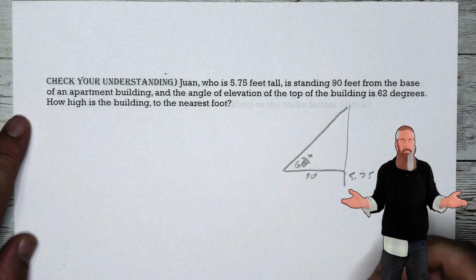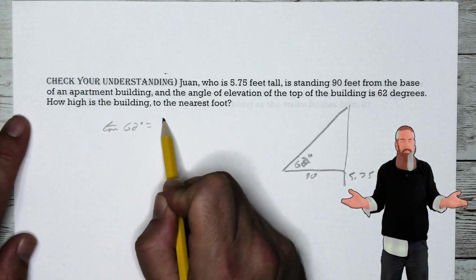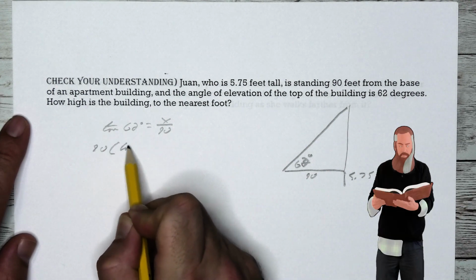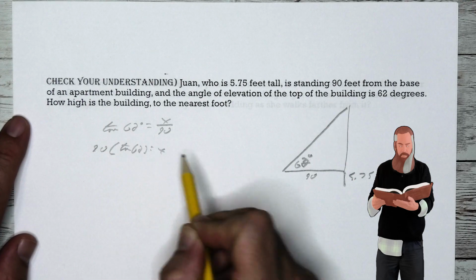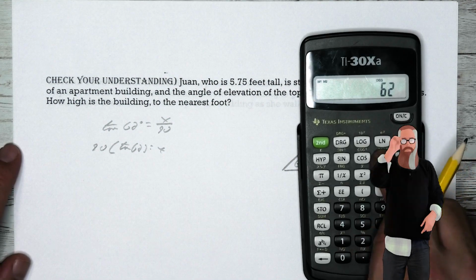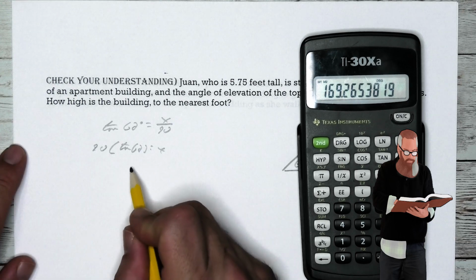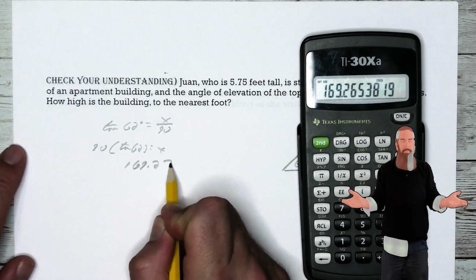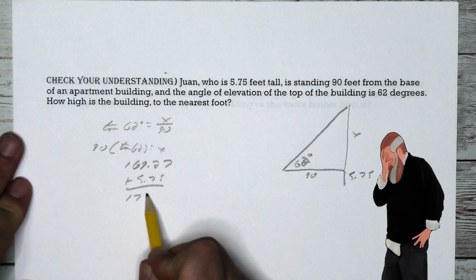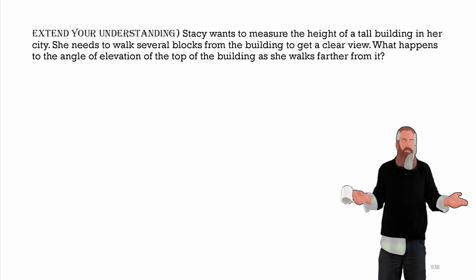It's 90 feet away. So the tangent of 62 degrees will be equal to x over 90, meaning 90 times the tangent of 62 is going to give us our height before adding in Juan's height himself. 62 tan times 90 is going to give us a number, and that number is 169.27. But if we add the 5.75, we get 175.02, or 175 feet. Let's extend our understanding here.